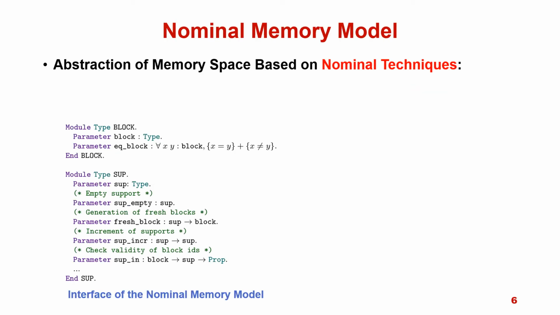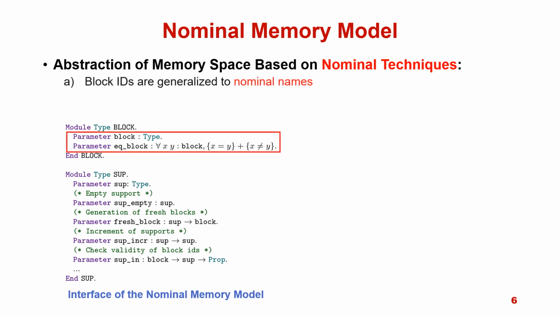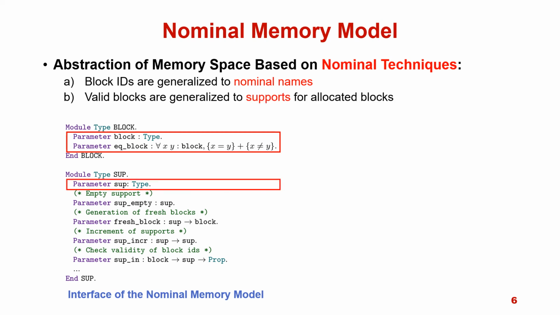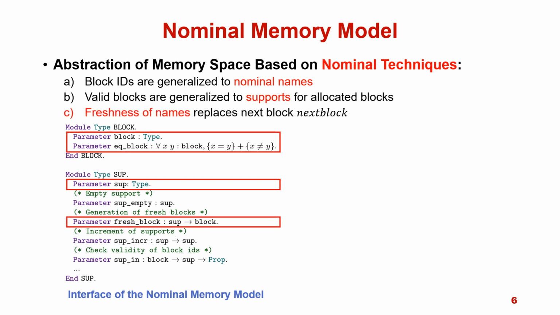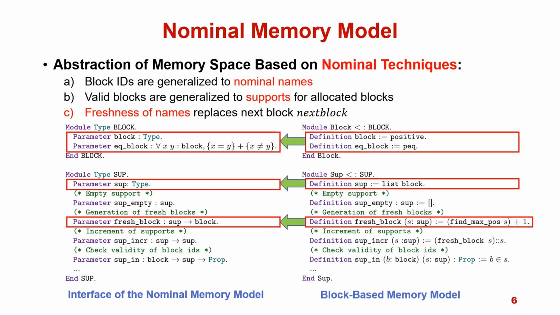Our solution is to abstract over the block-based memory model by using nominal techniques, which is a collection of mathematical devices for managing named resources. In particular, block identifiers are generalized to any type with decidable equality, which represents nominal names. Valid blocks are generalized to an abstract data type called support, which provides a more general notion of allocated blocks. When allocating a fresh block, instead of inspecting nextBlock, we call the method fresh block provided by the interface of support. With this more general memory model, the block-based memory model simply becomes one of its instances.